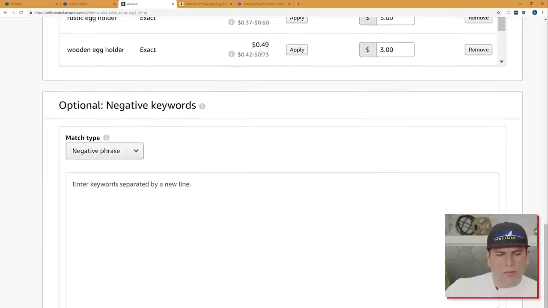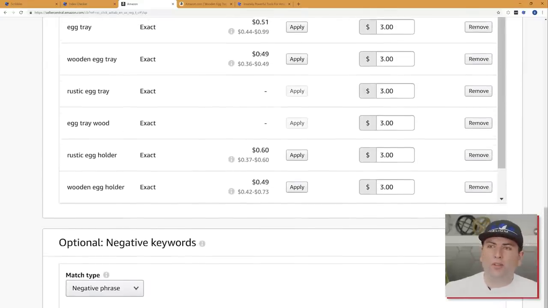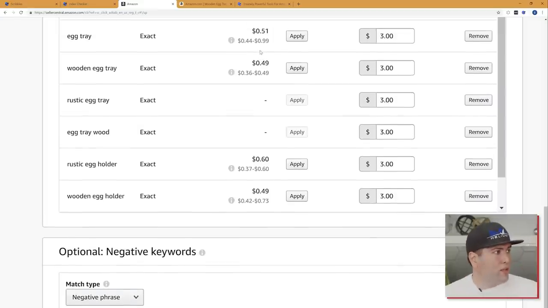So now, we're not going to do this right here, but negative keywords. Usually this is like, let's say our keyword is egg tray. If we were doing one of those phrase or broad campaigns, what that means basically is that now Amazon can take egg tray and say, if it was broad, egg trays or plastic egg trays. Potentially in a broad campaign or a phrase campaign, they could advertise our product for plastic egg trays. Now, we're not doing that here.